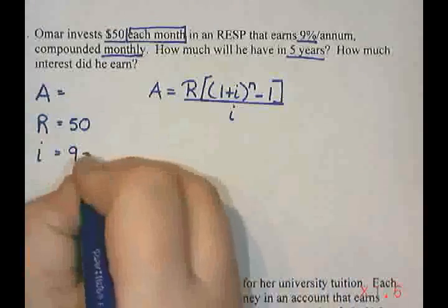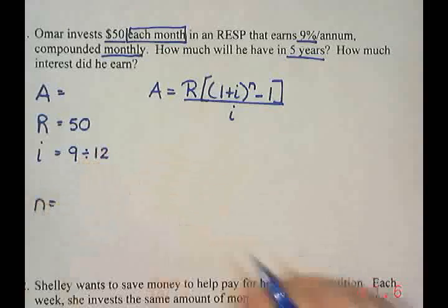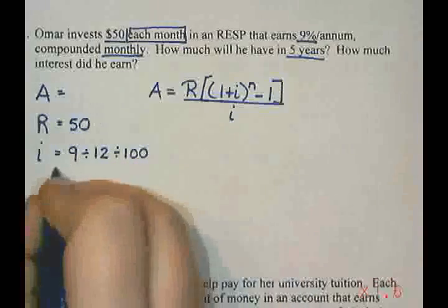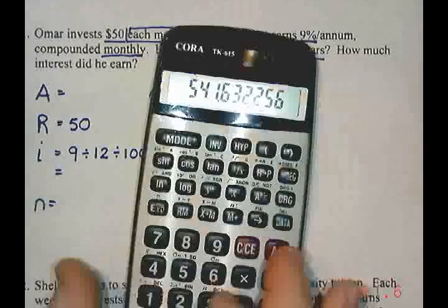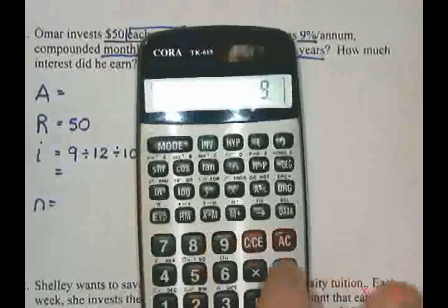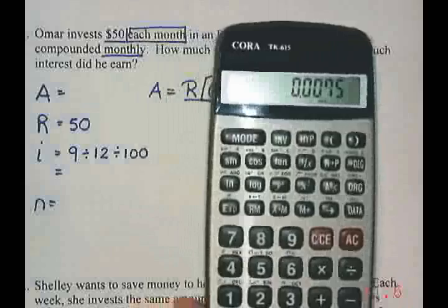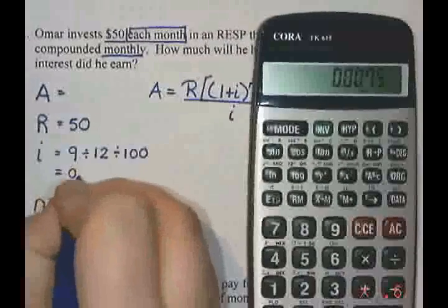So that 9% gets split into 12 equal installments, and we always divide by 100 to make it a decimal. So 9 divided by 12 divided by 100 is 0.0075.